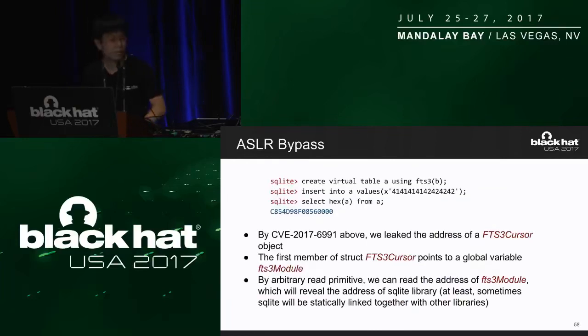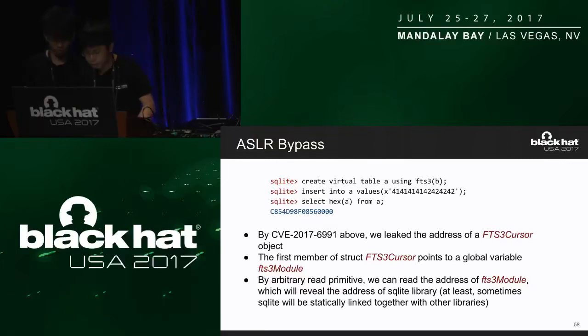So it's time for us to defeat ASLR. ASLR is everywhere in modern targets. Let's review the information disclosure bug. We could use it here because with this bug we can leak the address of some FTS3 cursor struct. By digging into the details of the struct, we find that the first member points to a global variable in SQLite called fts3Module. So by the read primitive, we could read the address of fts3Module and leak the address of the SQLite library.